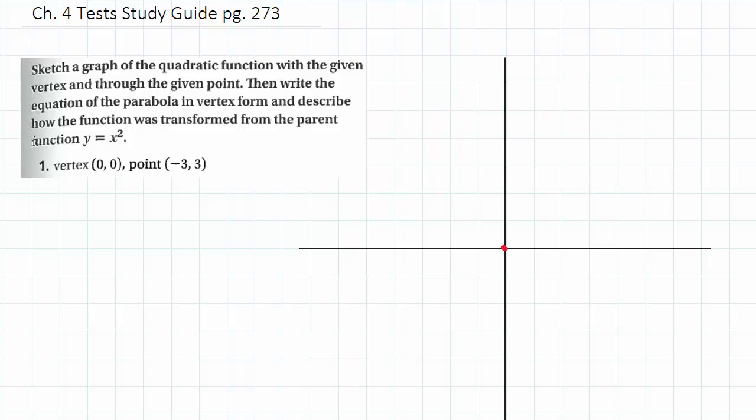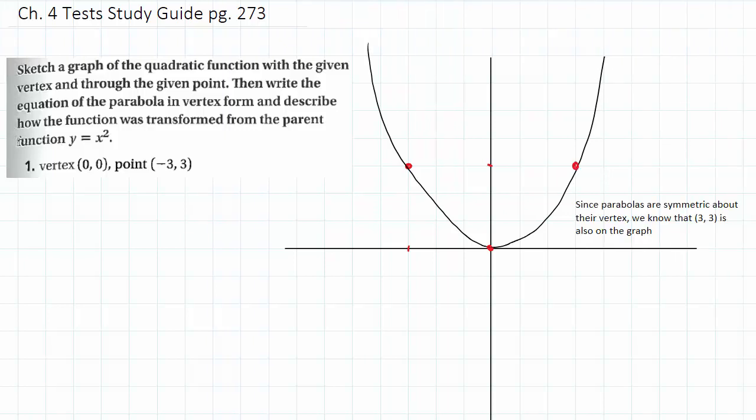Here are the solutions for the Chapter 4 study guide on page 273. So first, I'm just going to do a rough sketch of this parabola. First, I want to graph the vertex, and remember that the vertex is kind of like the center of the parabola. So the parabola is going to be symmetric about that vertex.